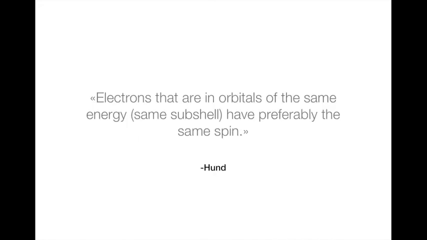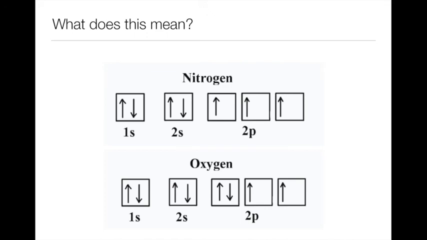Hund said that electrons that are in orbitals of the same energy, same subshell, preferably have the same spin. That means that if I want to put 3 electrons, I will not put them like 1, 2 here and the 3rd here. No, I will make them have the same spin, and then the 4th one will go with the opposite spin. This is the 2px, 2pz and the 2py. 1 electron is going to go in each one of them, and then it will go in with the opposite spin.